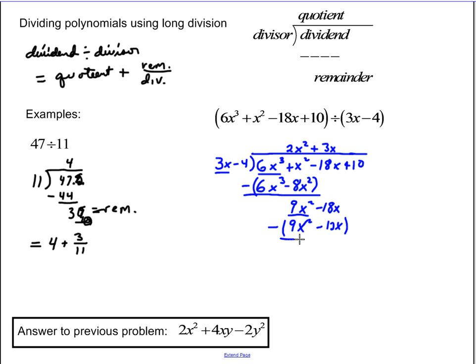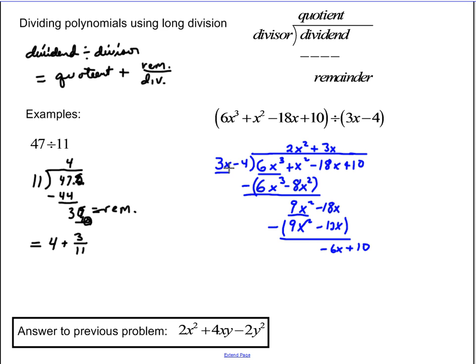And so now we're going to subtract again. So we subtract away everything that we just multiplied in, just like we did before. 9x squared minus 9x squared gives us 0. Negative 18x minus negative 12x. That's negative 18x plus 12x. So we actually end up with negative 6x here. We bring down the last term, plus 10.